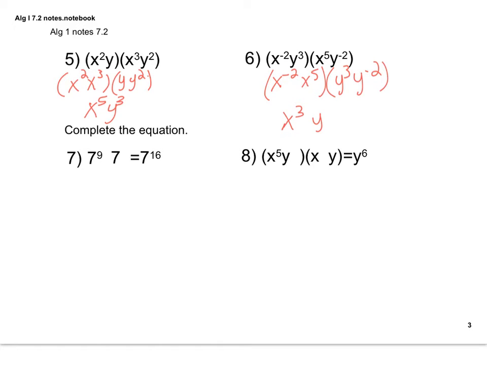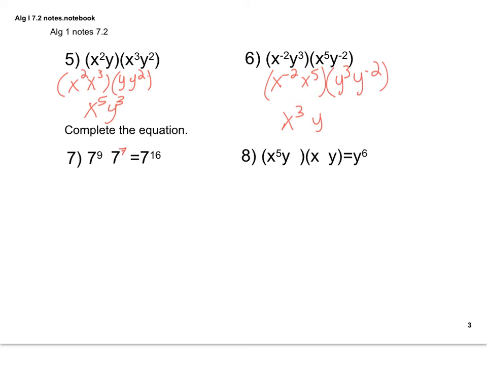All right, so in number 7, we're basically just trying to figure out what number would go right here to make this equation true. And so 16 minus 9, well, that's going to be 7, so it's really 7 to the 7th power right there. So that's what we're looking for there. We're just trying to complete that equation to make it true. If you were to add 9 and 7 together, you'd get 16, and so that's the idea there.